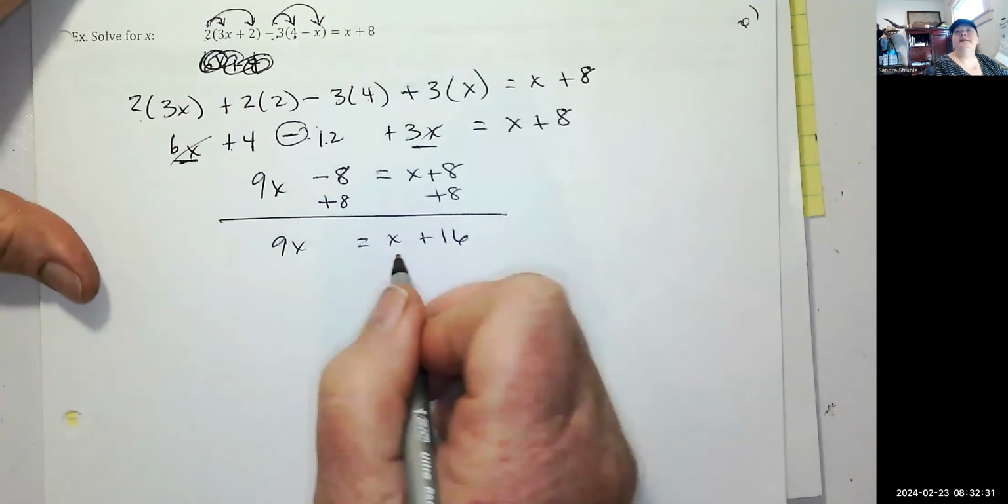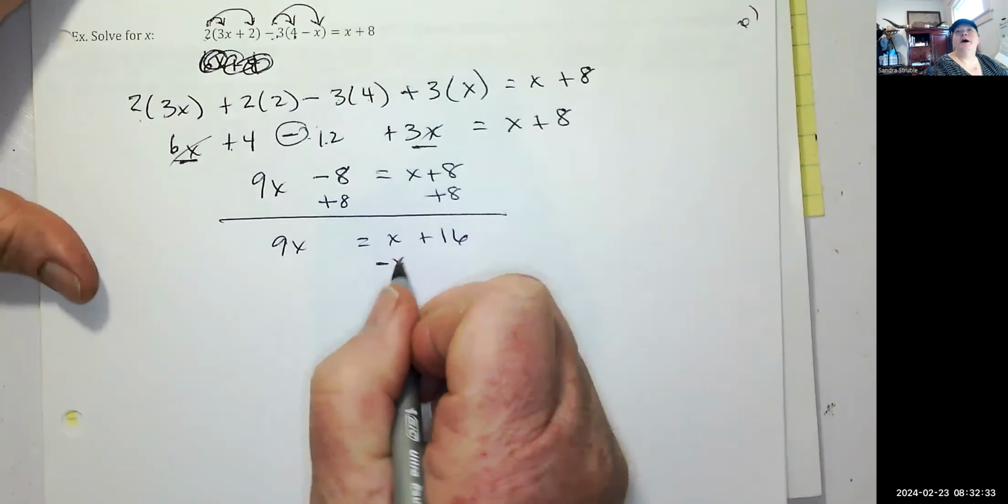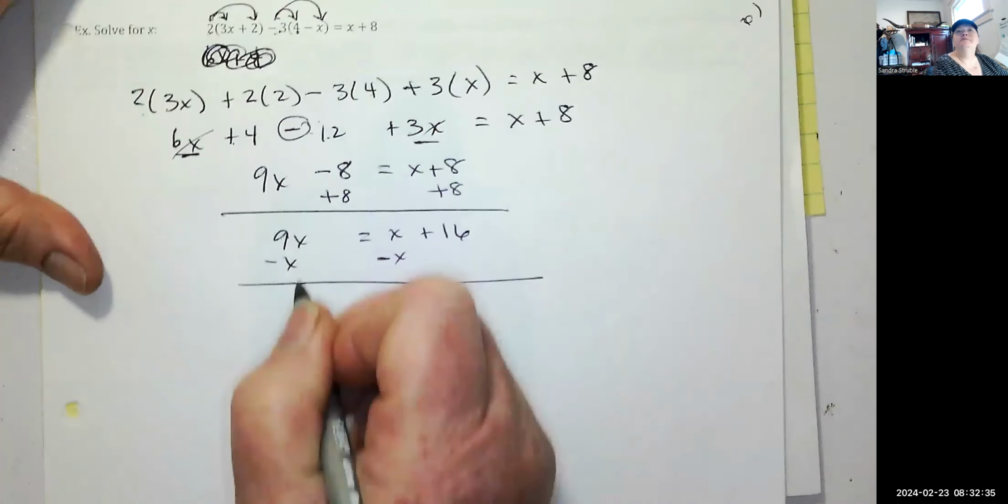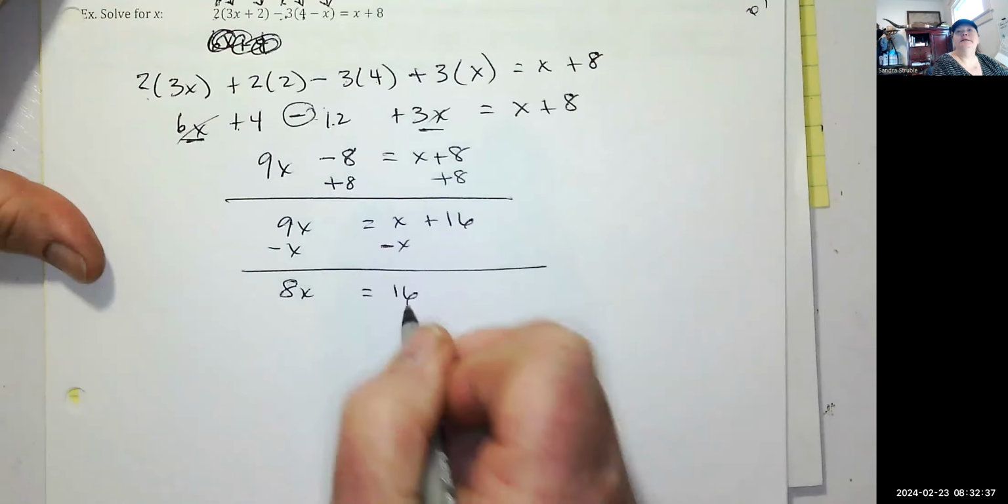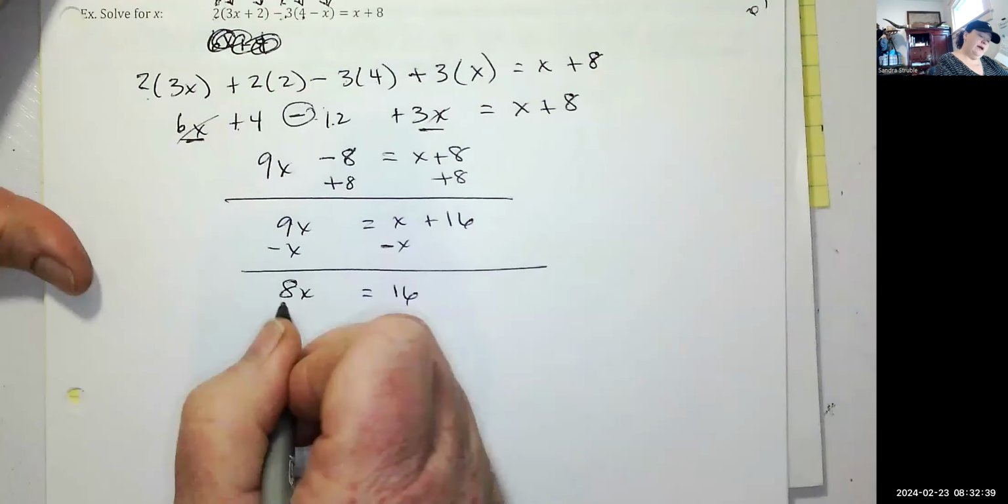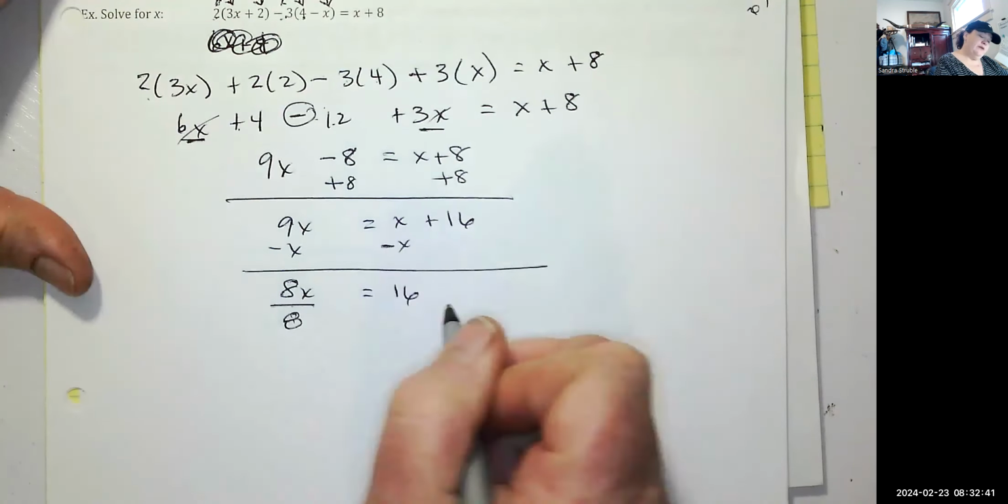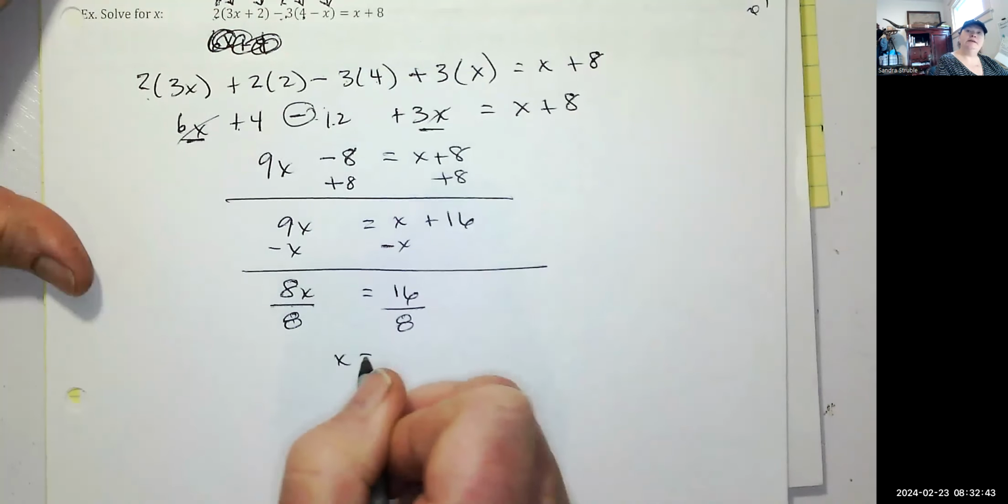Now let's move this x to the other side. It's positive, so we have to subtract it from both sides. And we get 8x is equal to 16. Finally, who's attached to x and how? 8 by multiplication. So therefore, we have to divide both sides by 8. And we get x is equal to 2.